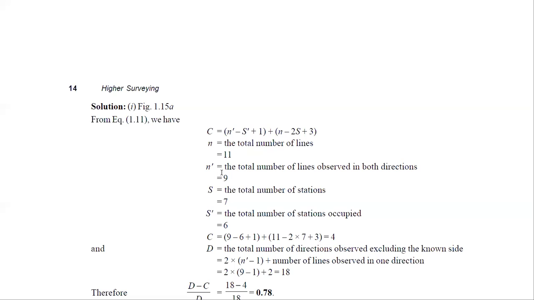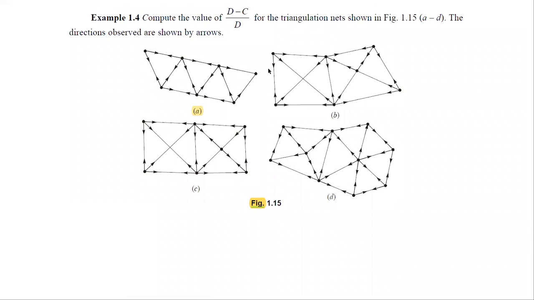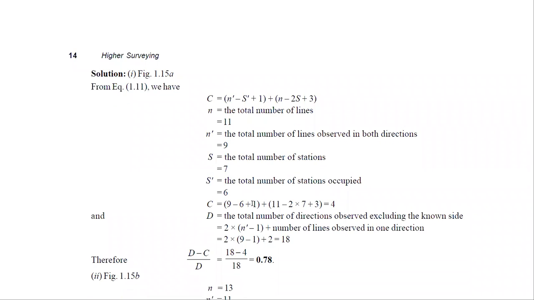And n dash is equal to 9, because the number of lines observed in both directions will be 9 except 2. We have counted the total number of stations, that is 7, and all stations have been occupied except one, so s dash will be 7 minus 1, that is 6. Now we can easily find C, that is n dash minus s dash plus 1 plus n minus 2s plus 3. Now n dash is 9, s dash is 6, and we'll add 1 as that is in the equation.